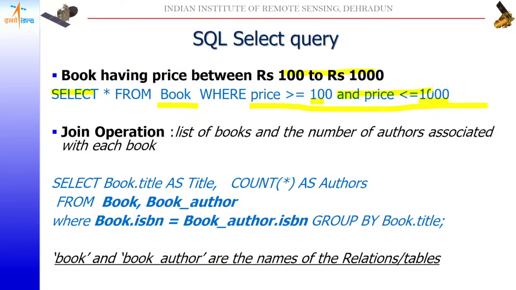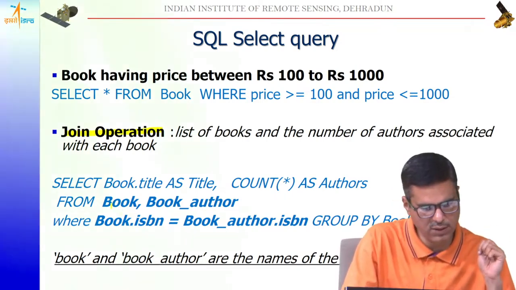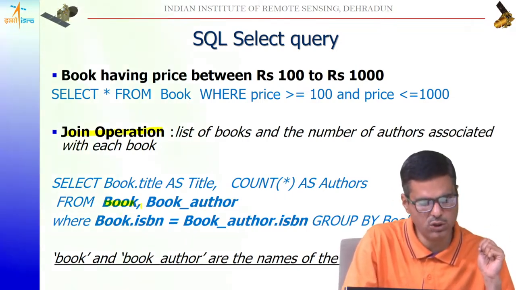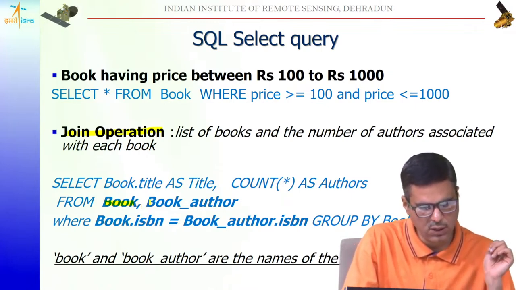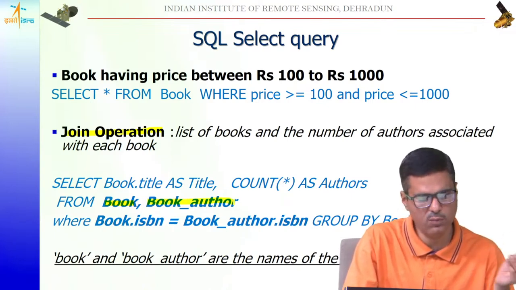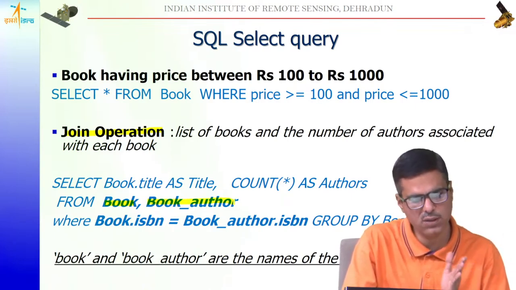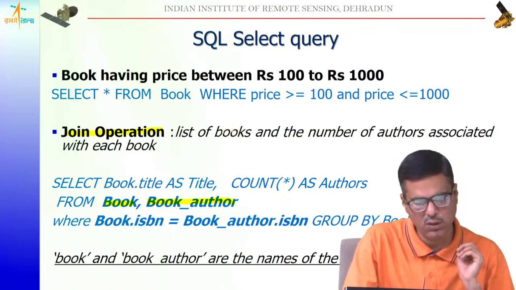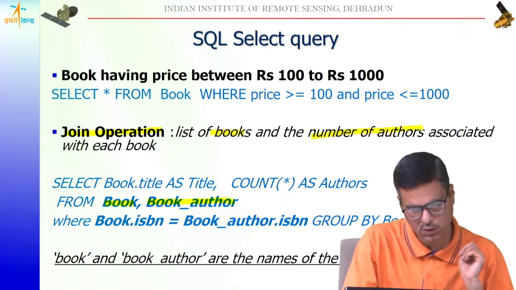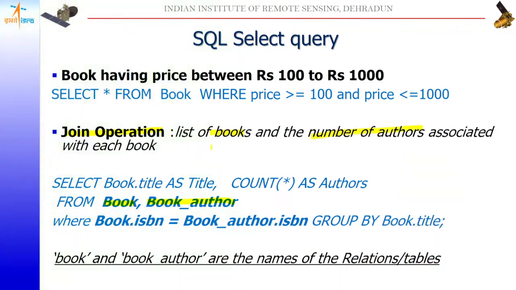Now the other thing we can do is also join multiple tables together. Assume that there is a book table which contains the information about the books like book title, ISBN number and other details, and the book author details, because one book could have multiple authors, are put under a separate table. Now suppose we want to find out for each book the number of authors. We know that book is one table and book author is another table.